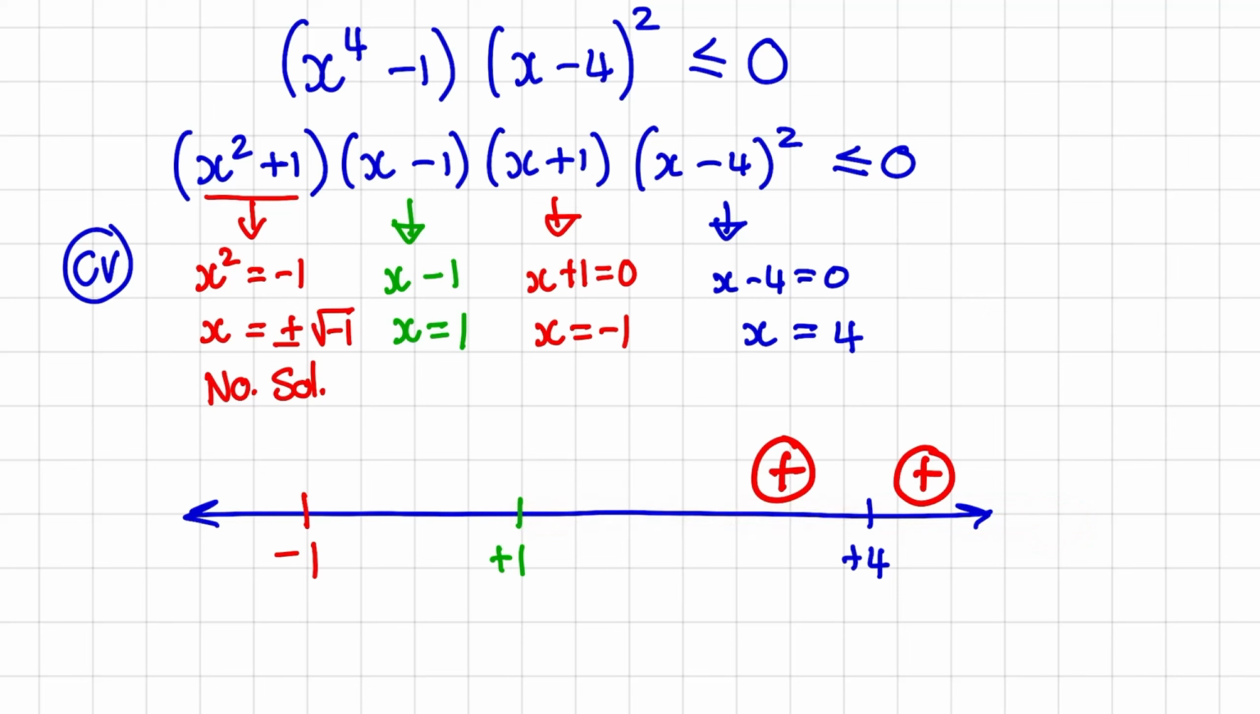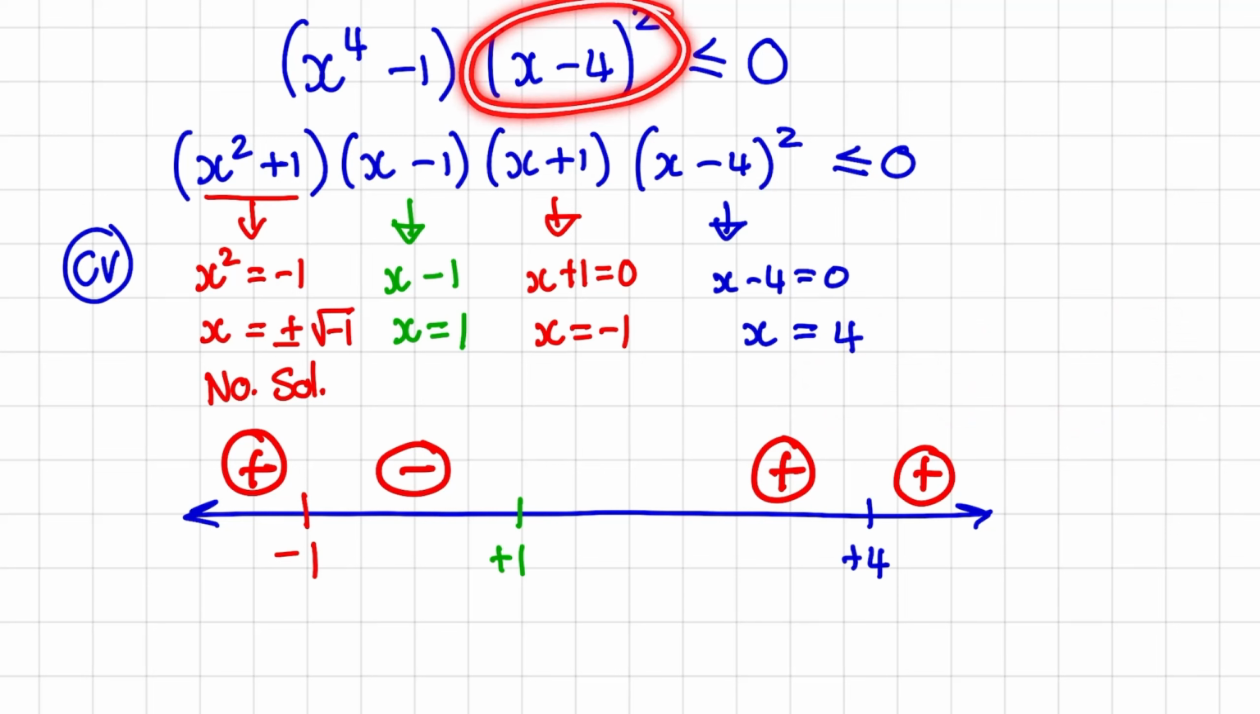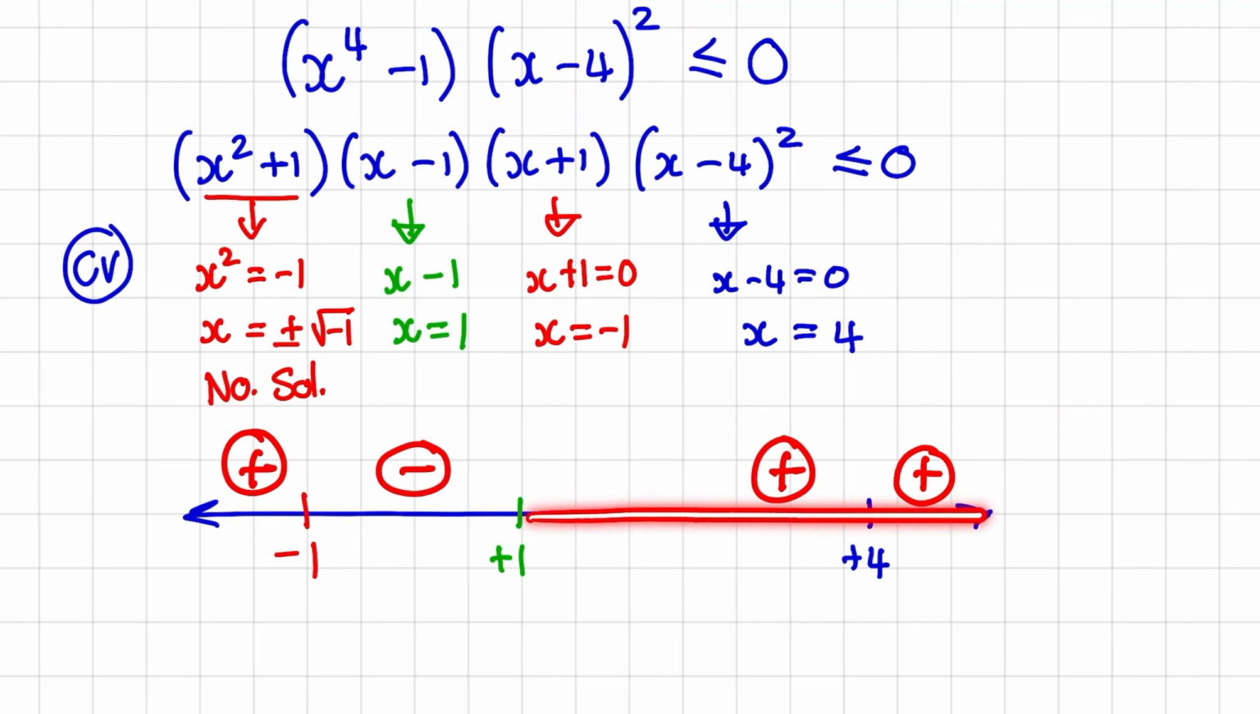Now we will go back to our pattern of negative and positive. So remember, in our first lesson, we learned that our number line would fluctuate between negative and positive. But when we have a squared value, the sign is repeated for that specific critical value.